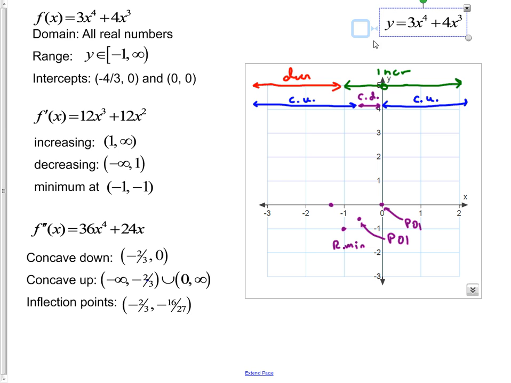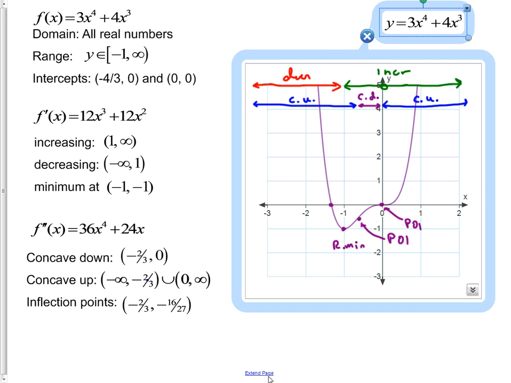Well, it's time to see what this is going to look like. So let's take our graph and let's see what it looks like if we bring this into the picture. Hey, sure enough, there it is, right? Relative minimum at negative 1, negative 1, passing through the x-axis at negative 4/3 and 0. Two x-intercepts, two places where the derivative is equal to 0, and hey, we got a great graph.